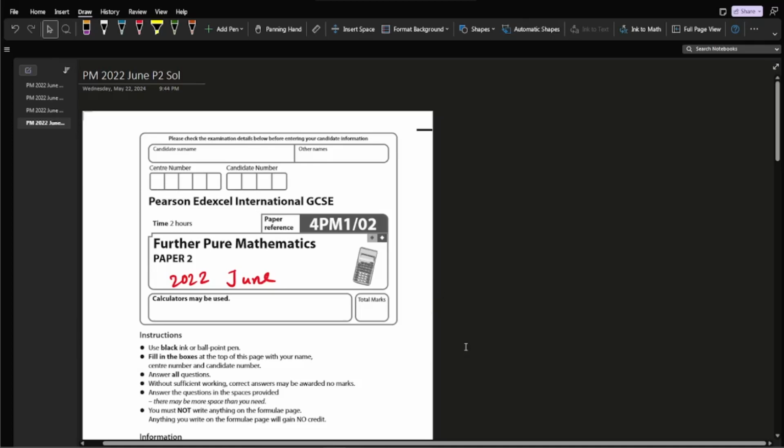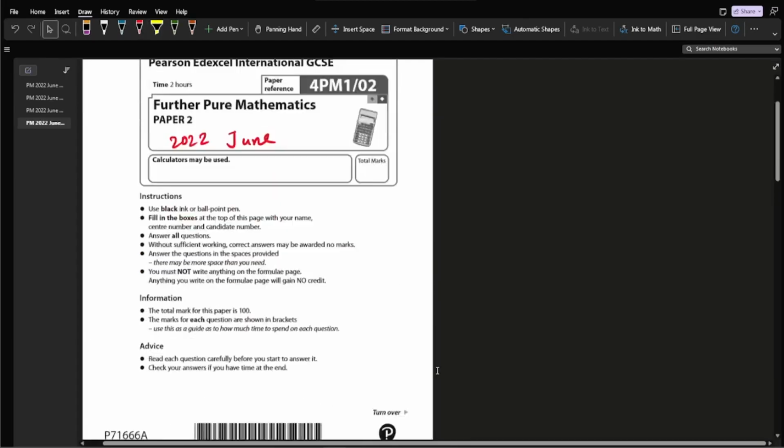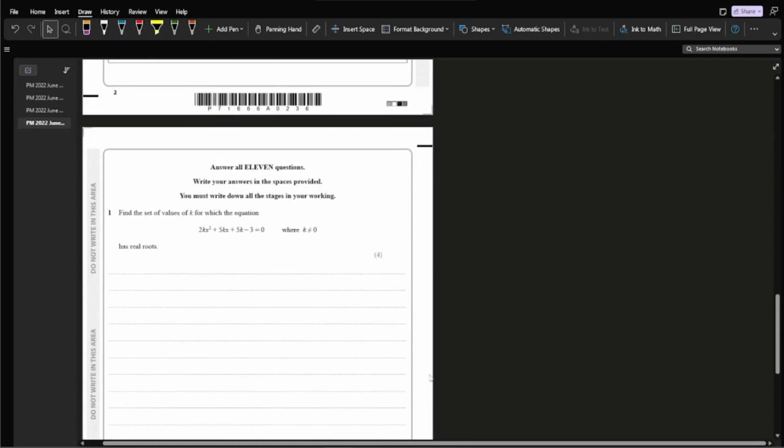Hi, we are going to solve IGCSE Further Pure Mathematics Paper 2, 2022 June. Let's start with the first question. Find the set of values of k for which the equation has real roots.